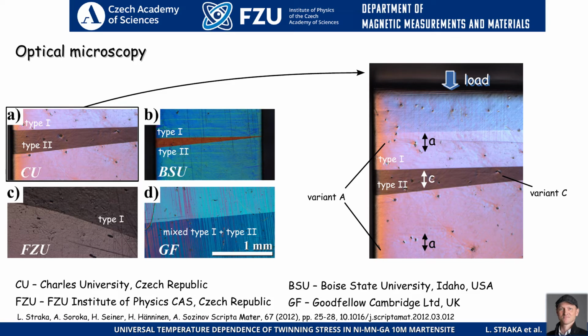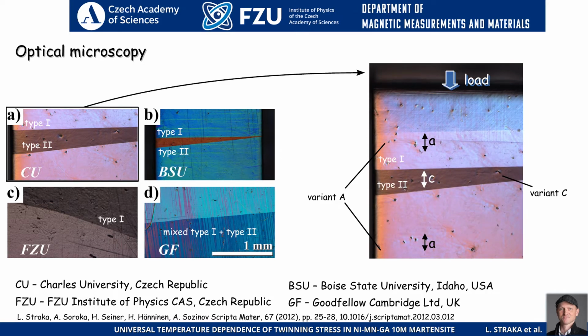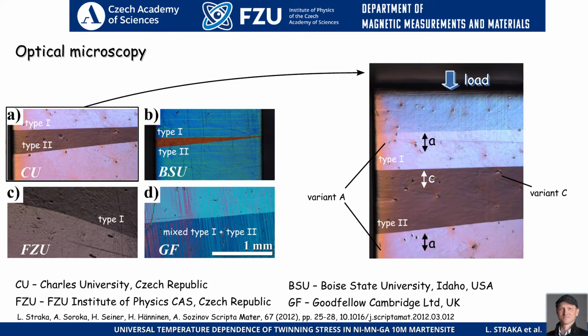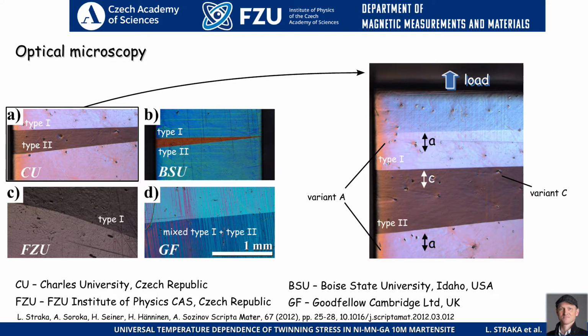And in Goodfellow sample, we were not able to create pure type 1 nor pure type 2, only some kind of mixed boundary, consisting of parts of type 1 and type 2. What is important here on the right, you can see the animation, and you see that when we compress or pull the sample, this type 2 twin boundary moves easily while type 1 still stays on the spot. So immediately we can see that type 2 twin boundary has lower twinning stress or higher mobility, in other words. So there is no phase transformation here.